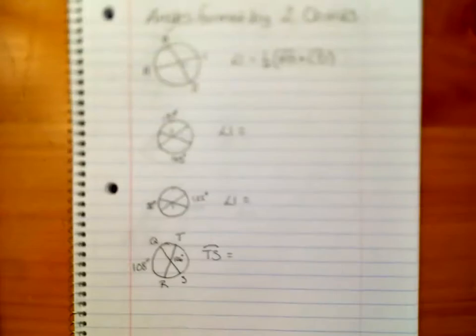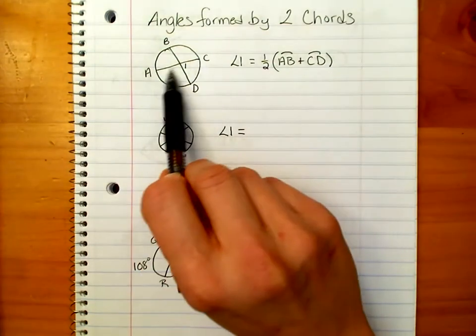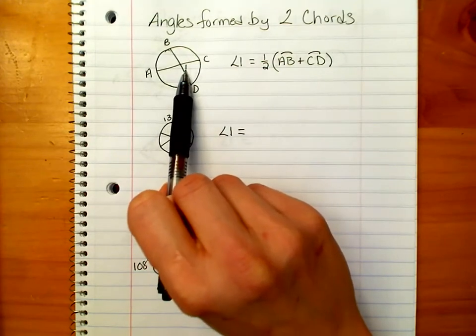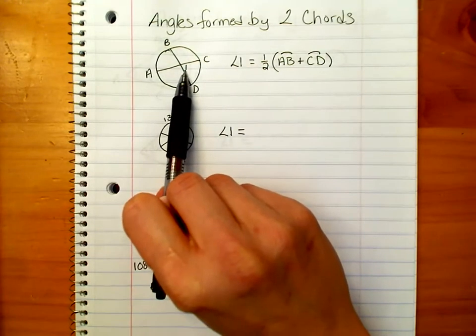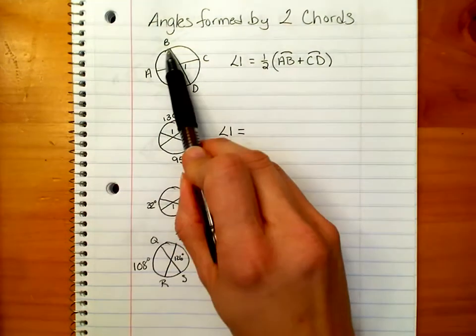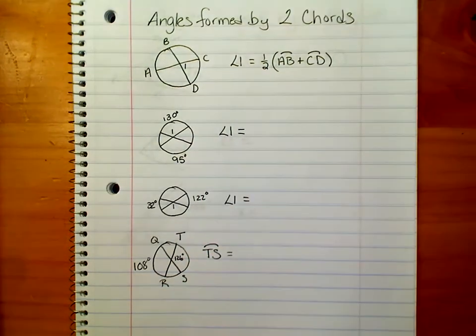This lesson is about how to find an angle that's formed by two chords in a circle. So the formula says that if two chords intersect inside a circle, the angle that is formed by the chords is equal to half of the sum of the two arcs. So you'd add up the two arcs, AB and CD, take half of it, and that would equal angle 1. Let's try a few examples.